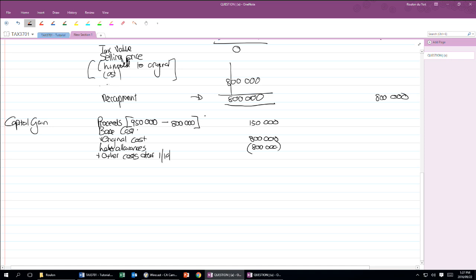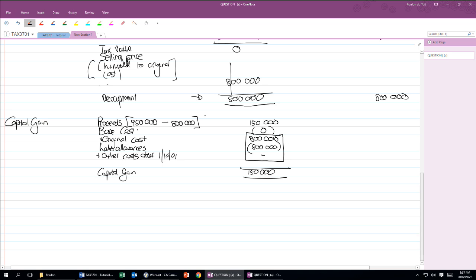after 1 October 01. And this will be all the other costs of selling and improving the asset that has not been included so far in the cost. In this case, there's nothing. Right, so our base cost is 800,000 minus 800,000 plus 0. So our base cost is 0 in this case. So our capital gain is 150,000 minus 0, so 150,000 rands.